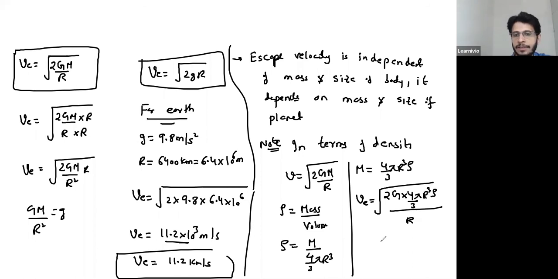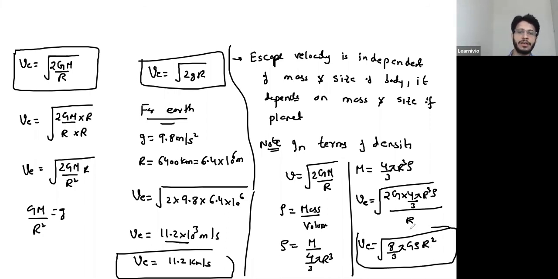So this R can cancel this cube. It comes out to be root over 8 by 3 pi G rho R square. This R will cancel this cube, so you're left with R square. So maybe in a numerical or in an objective, you can be asked to express this escape velocity in terms of density and volume.